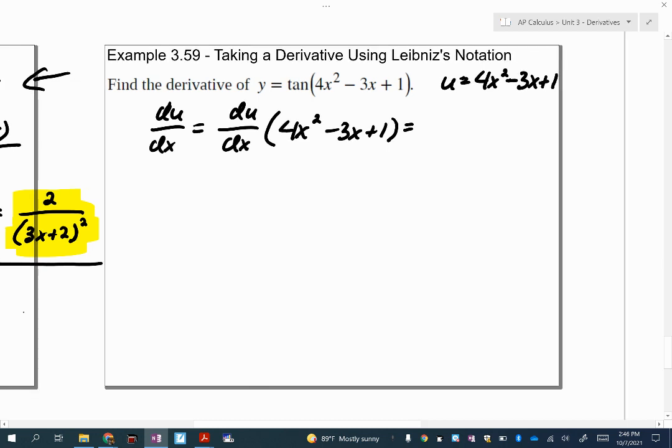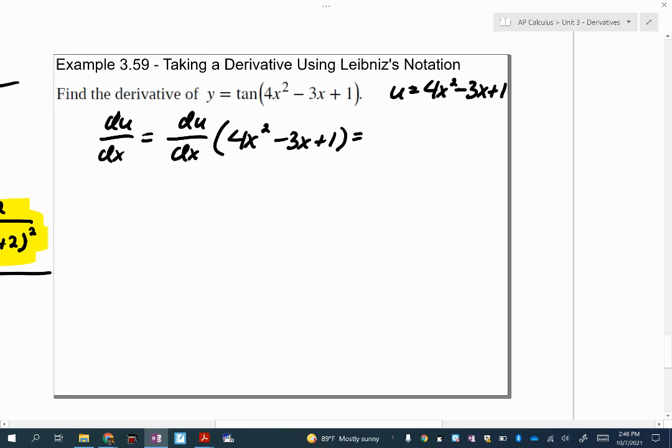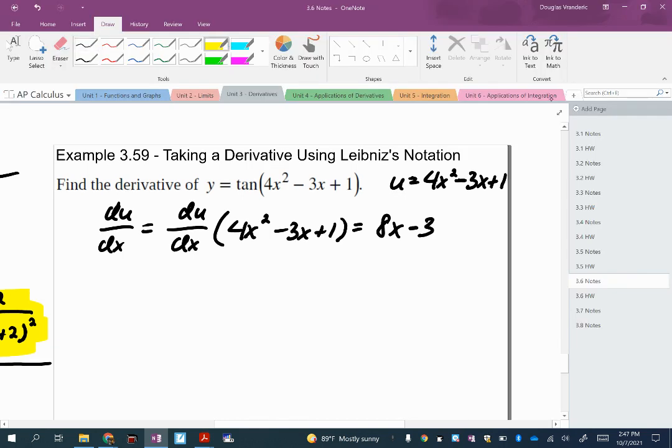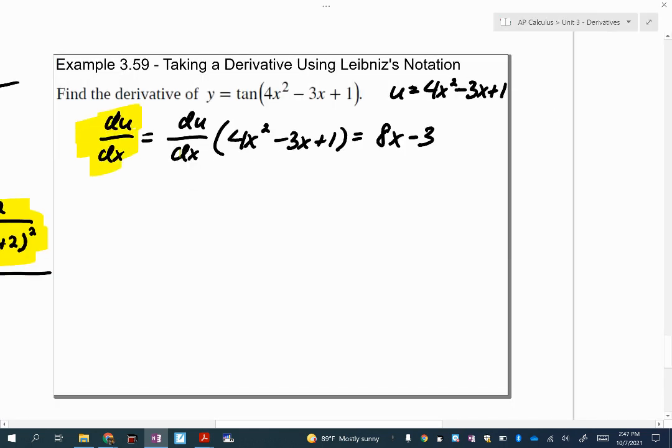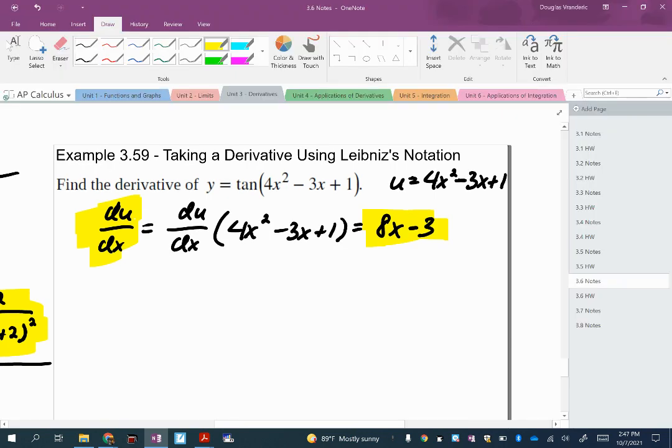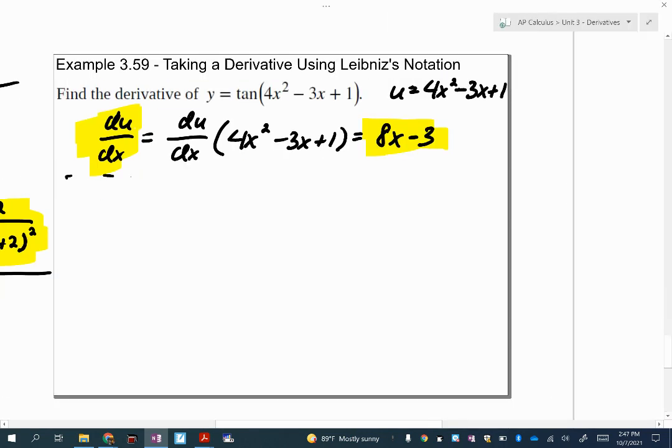All right, this is something we did a few lessons ago. The derivative of 4x squared is 8x. Derivative of minus 3x is minus 3. Derivative of a constant is always 0. So there's our first piece. That's du over dx. Then I'm going to write down that y equals the tangent of u.